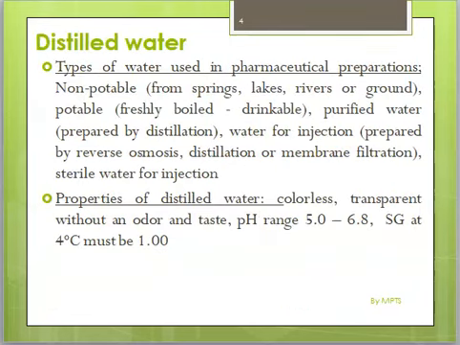Now, the other compound is water, distilled water. All of us know water contains oxygen, so that is why it is also a compound of group 6. We have different types of water. You have potable water, and freshly boiled water, which is used in pharmaceutical preparations. Purified water is prepared by distillation, and water for injection is prepared by reverse osmosis.